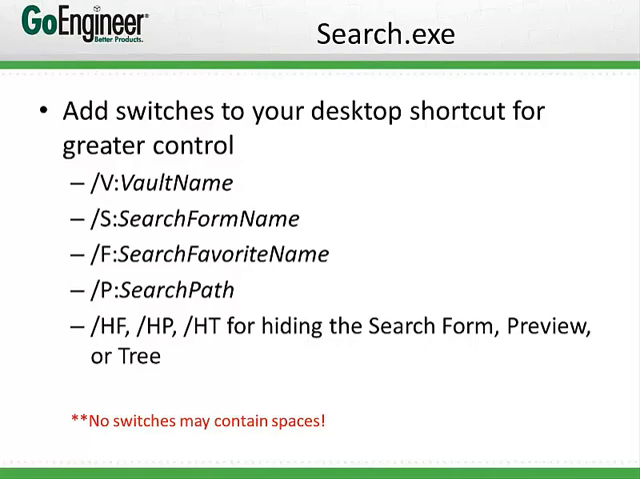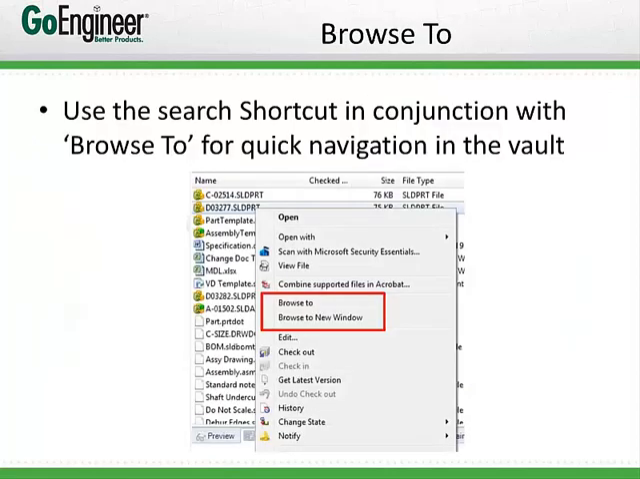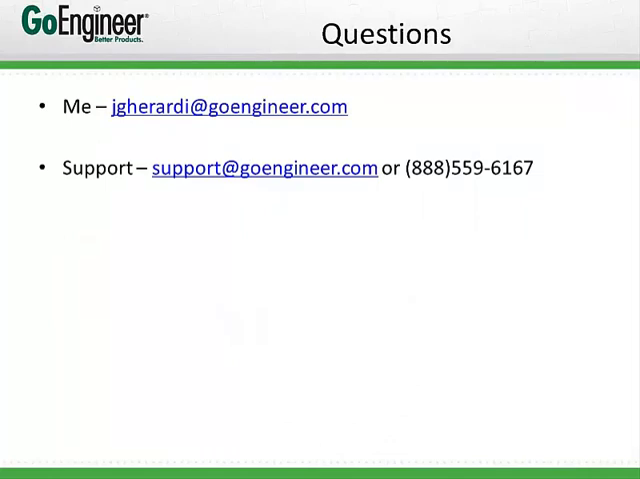So again, we've got our search executable switches that we can run and include in our shortcut. I've got the instructions here as to adding those switches into the target for your shortcut and how to make that work for you properly. And then the last tip that I just gave you about using a browse to. So with that, I think we'll wrap it up there.